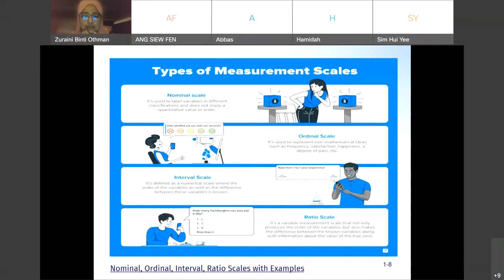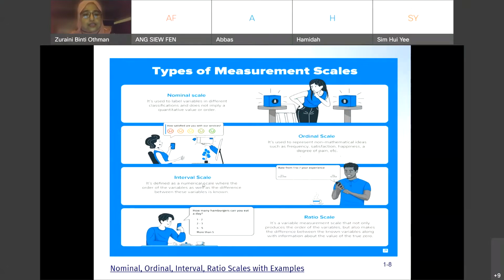Actually, I'm quite sure that you are already familiar with the nominal scale and this ordinal scale. It is used to represent non-mathematical ideas such as frequency, satisfaction, happiness, a degree of pain. Okay, this is the ordinal scale.